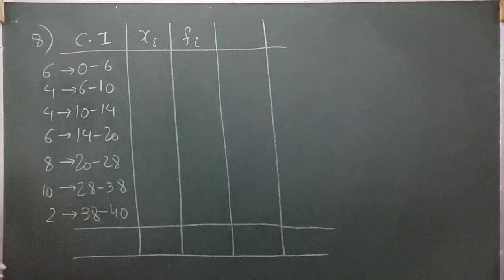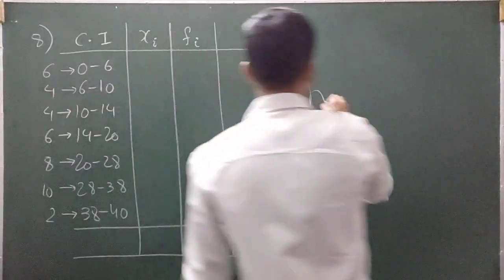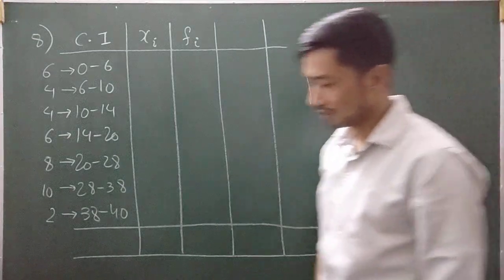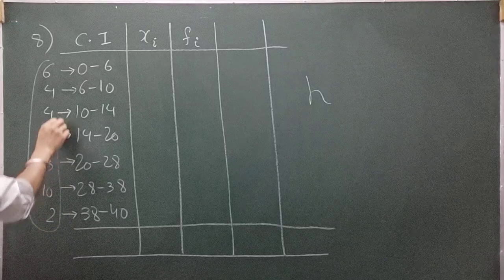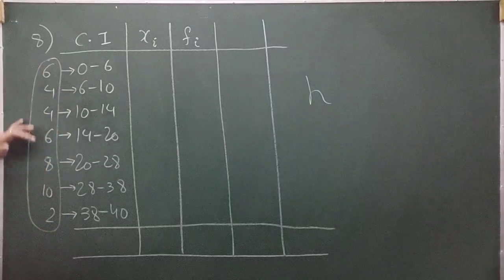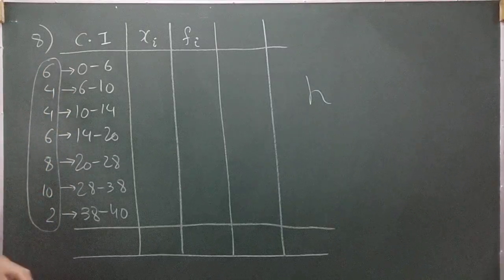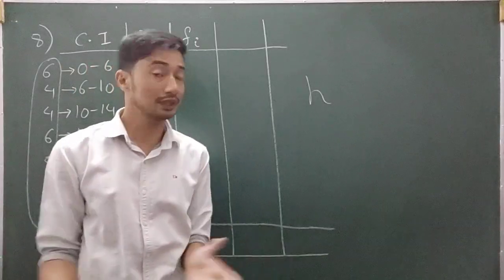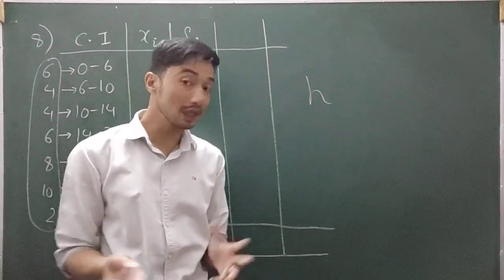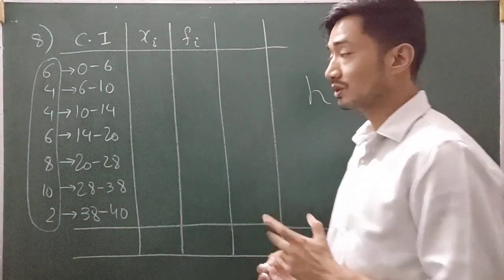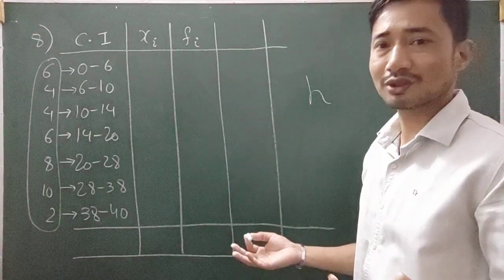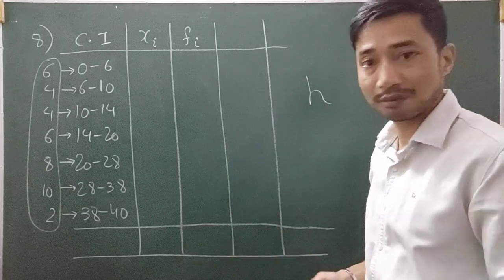Now you can see that the class width h is not uniform, because it's all different. You will see these values. The class width is not uniform at all. 6, 4, 4, 6, 8, 10, 2. Then what can we do? What can be done in that case? Very simple, don't worry, they did not give us any method, right?